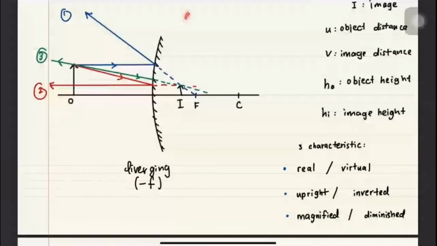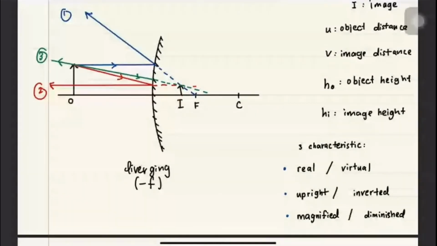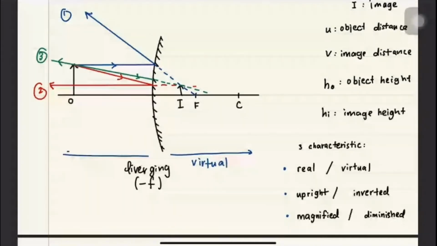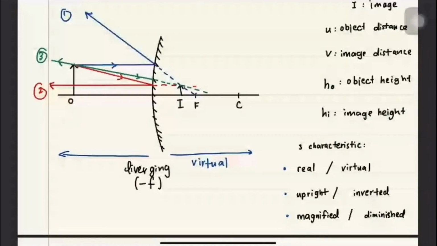Yeah. Okay, and that side is virtual. Okay, so I'm gonna write it again. So everything on this side, if the image forms on this side, we call this one virtual. On this side is a real image. Okay. There's a key significance about this. If the image formed is virtual, then your V is negative. If it is real, the V is positive.